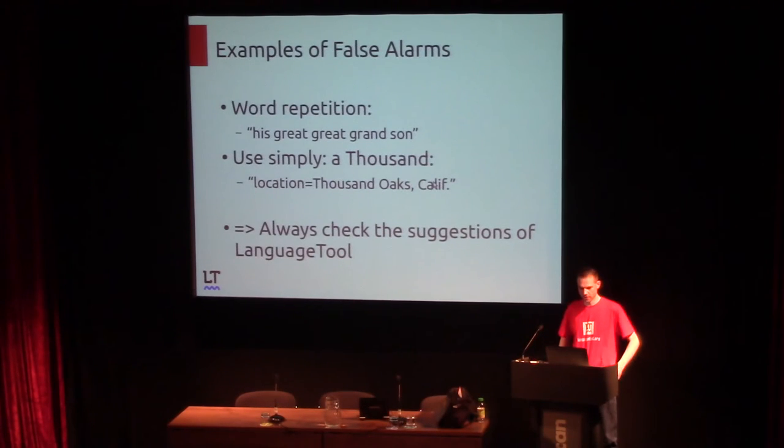So I've already shown there are some false alarms. One is caused by, well, Language Tool not being perfect and the rules are not perfect. So for example, in a sentence like "his great-great-grandson", Language Tool might complain about word repetition. And the other case is, we have to fight with this MediaWiki syntax. For example, for this "location equals 1,000 oaks", it suggests to use 1,000, which doesn't make sense, but the system sometimes gets confused by the MediaWiki syntax, which we try to remove, but which is not so easy because we only get this diff view.